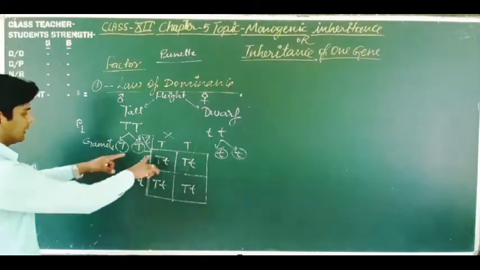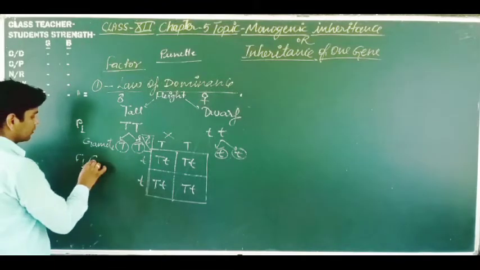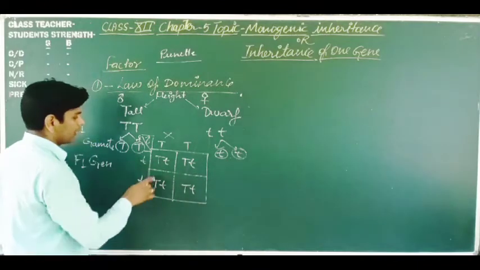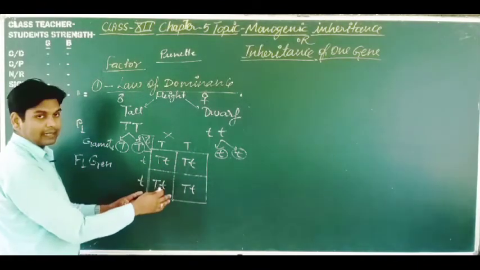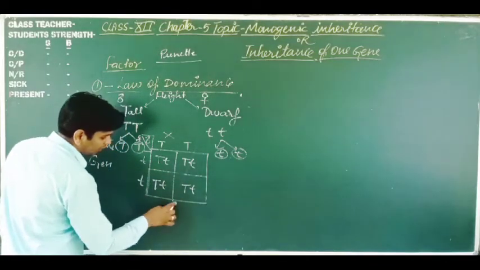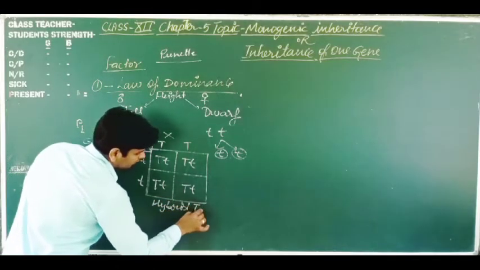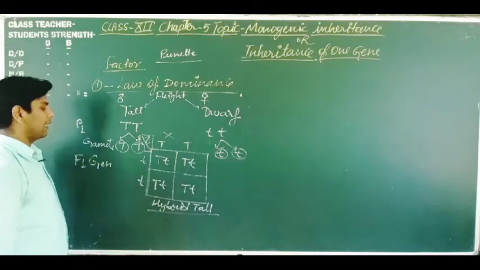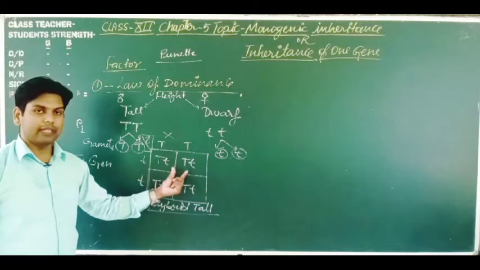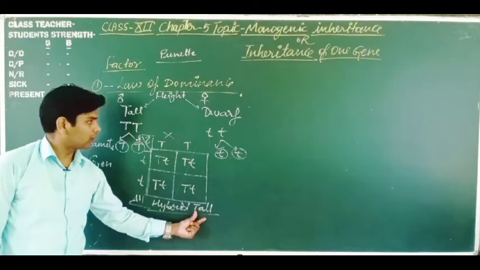So this is the F1 generation, the generation in which we get these plants. Got it? In the F1 generation, all the plants are capital T small t. These are the allelic combination of these plants, and physically they express as hybrid tall. Dear students, all are hybrid tall in the F1 generation, and the physical appearance is tall, not dwarf.